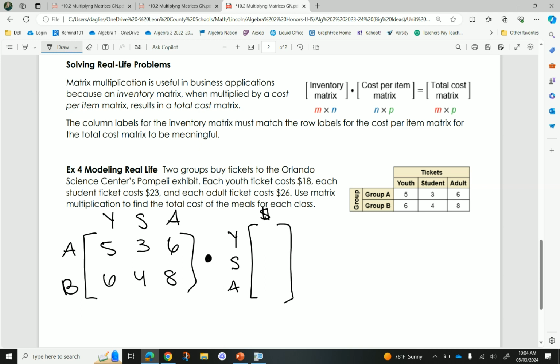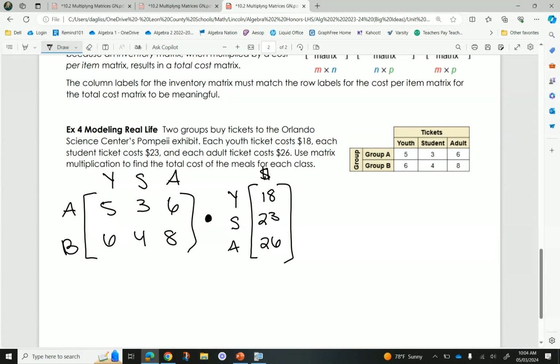So in my cost matrix, my youth, student, and adult are now my row labels, and my column will be their cost. Okay, so what's the cost of a youth ticket? Cost of a student ticket and cost of an adult ticket. 26. So I would need to see at least this before you start typing it in. I would need to see the setup. Okay, so you choose to either do it by hand or do it by calculator. I'll let you pick your own route, work this one, and let's see what we get.